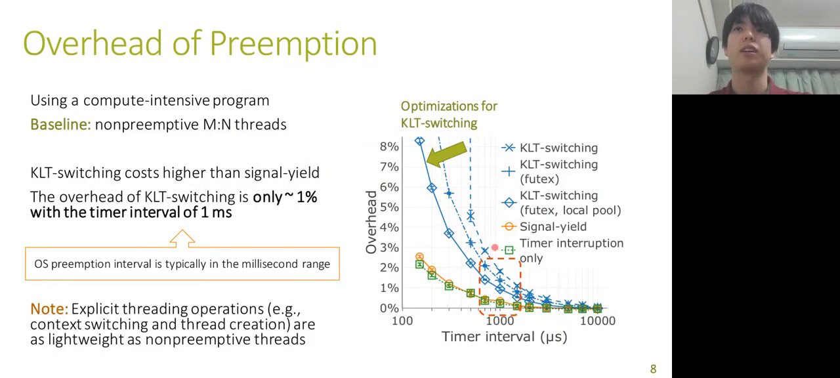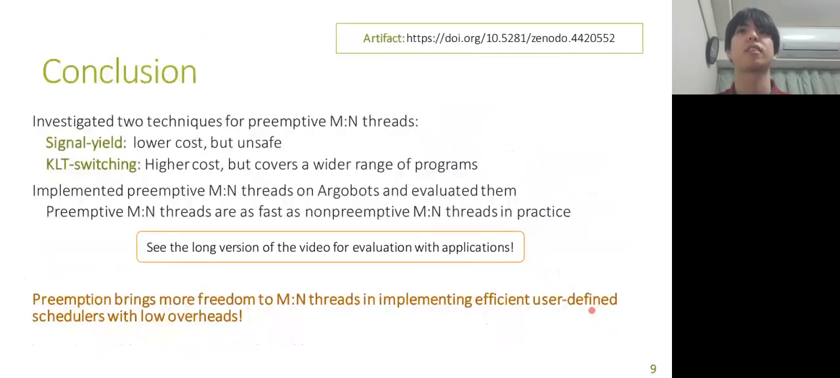When the timer interval is 1 millisecond, the overhead of KLT switching is only about 1%. And considering that the OS preemption interval is typically in the millisecond range, the overhead of KLT switching is less than 1% in practical settings. From this result, it is found that preemptive end-to-end threads are as lightweight as non-preemptive end-to-end threads in practical settings.